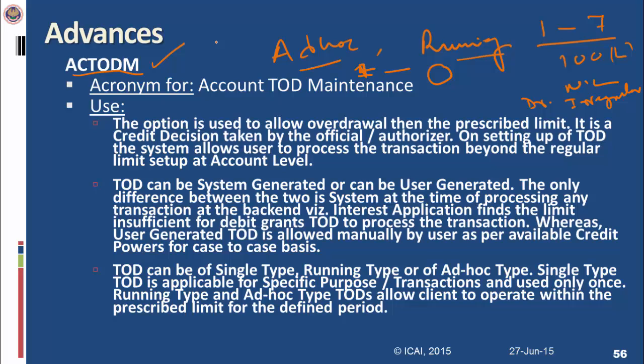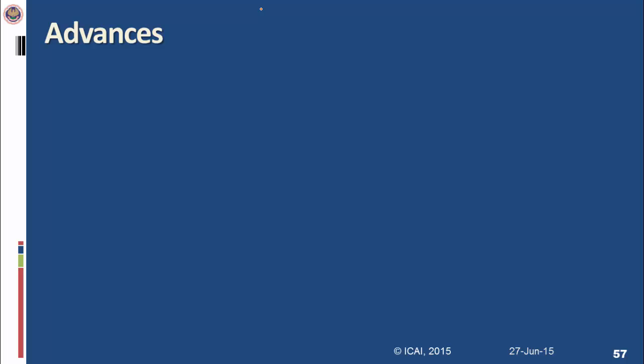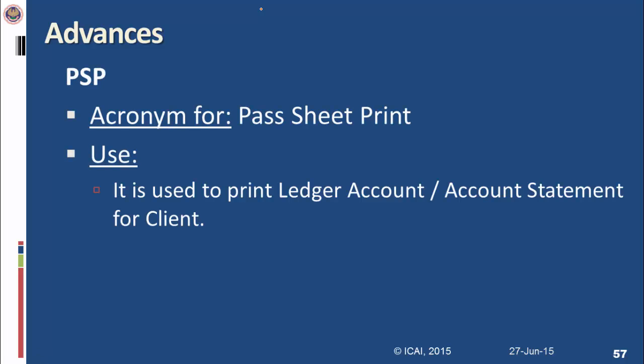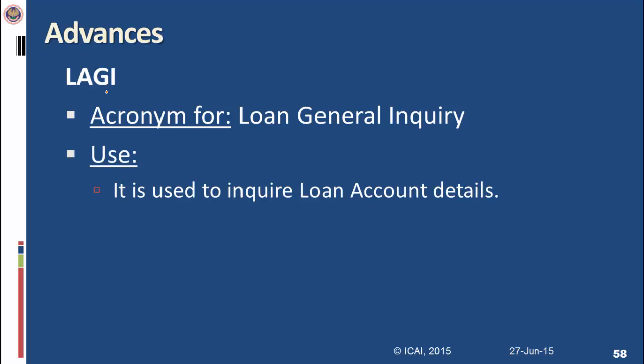Now, if we need to print the number of TODs during the month, we can use a command called TODRP. Through this command, we can get how many TODs have been given during the month or a period, that is a year or a quarter. PSP, that is past ship print, is for printing of ledger accounts, other than the office account. This is one of the commands. Second command is ACLPCA.